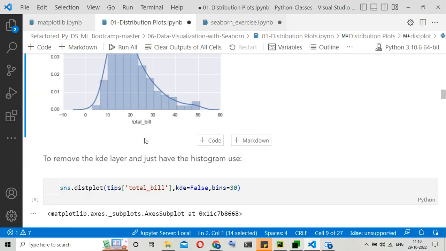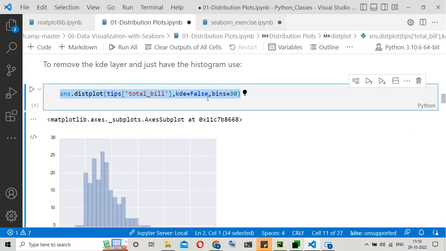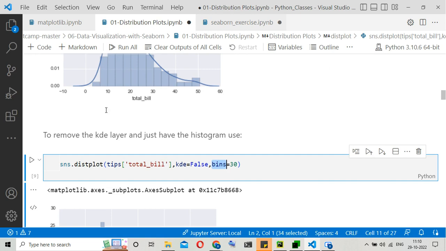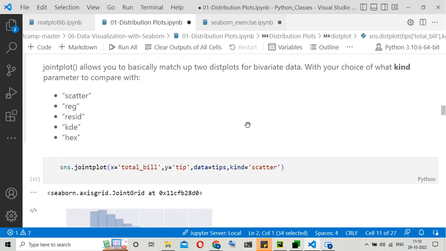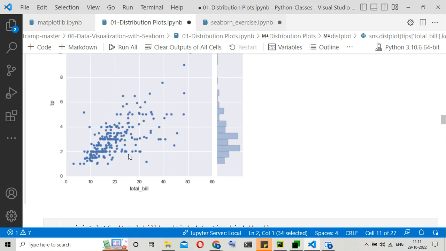Okay. In this distribution plot you just saw, they are also saying you have to pass the bins and remove the KDE layer. Maybe I can read again. When we say joint plot, it is basically two distributions: one is the histogram for each of the data sets, and the relation between these two.